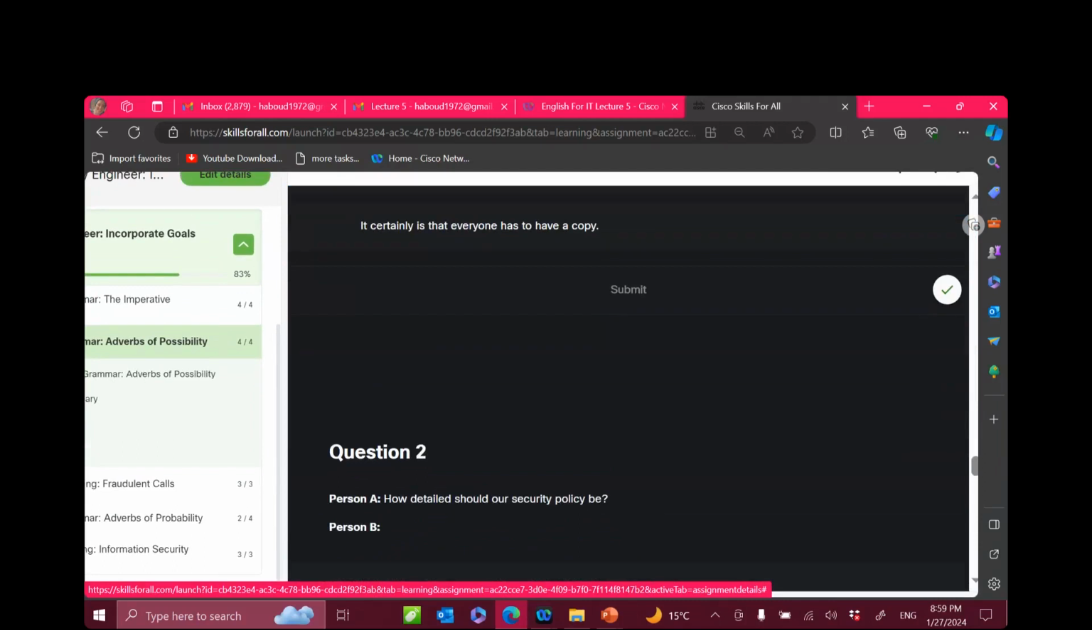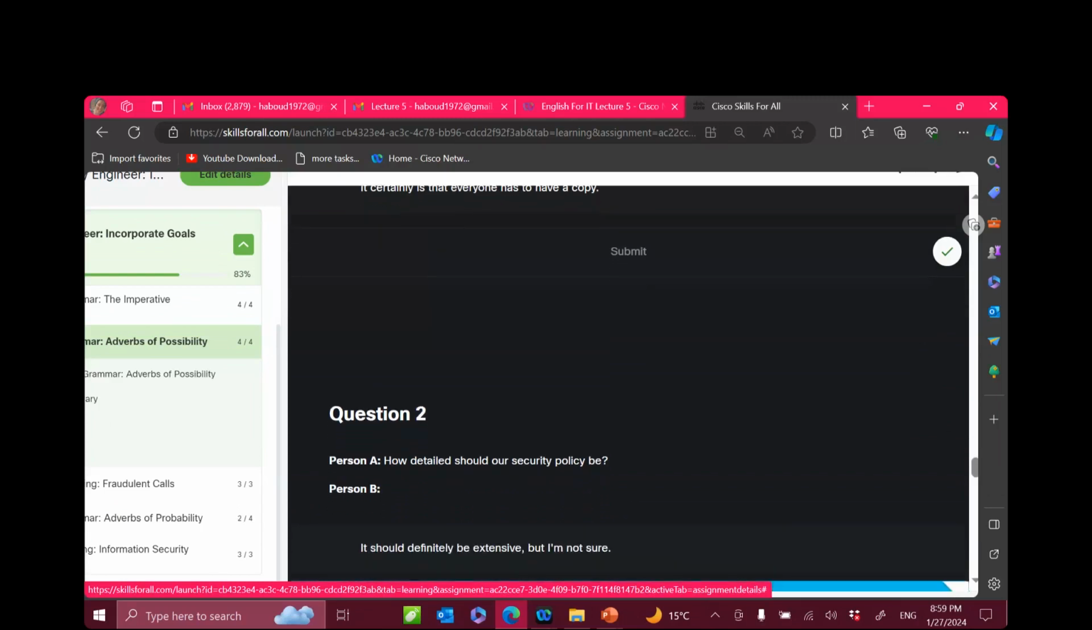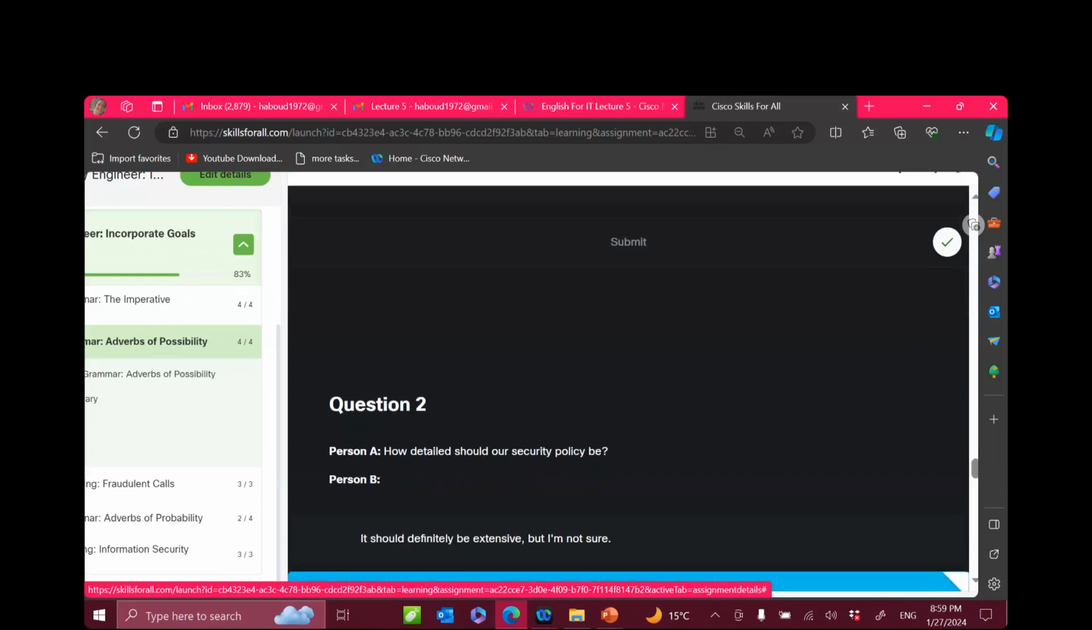Person A: How detailed should our security policy be? Person B: It should definitely be extensive, but I am not sure.